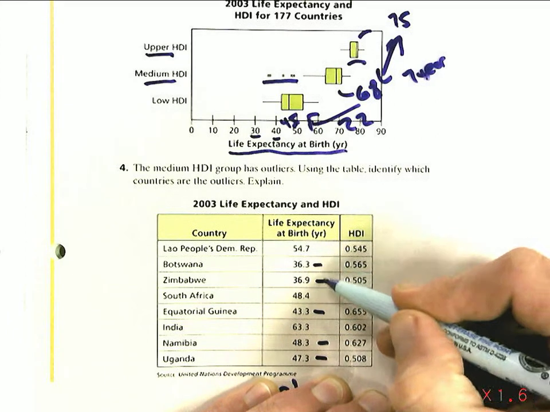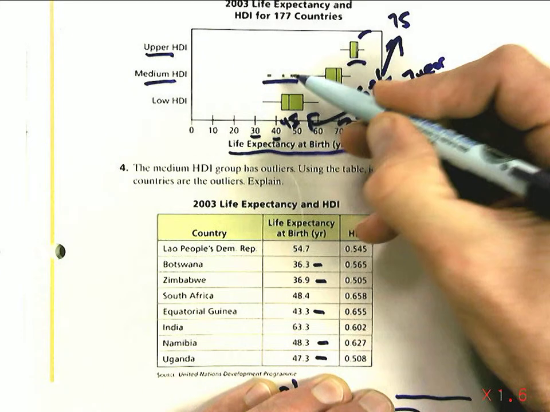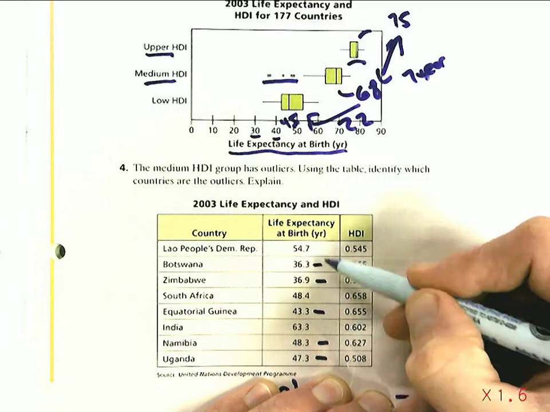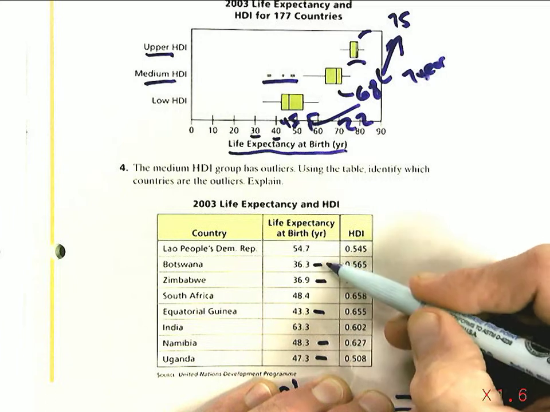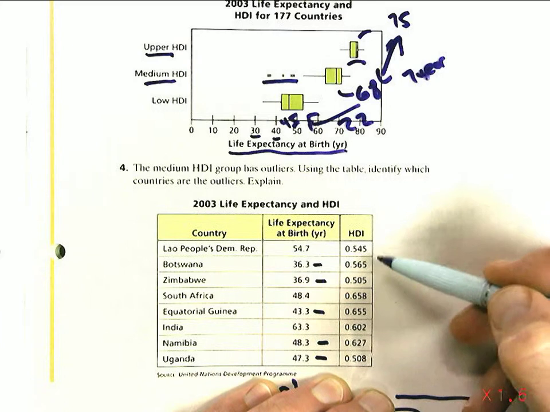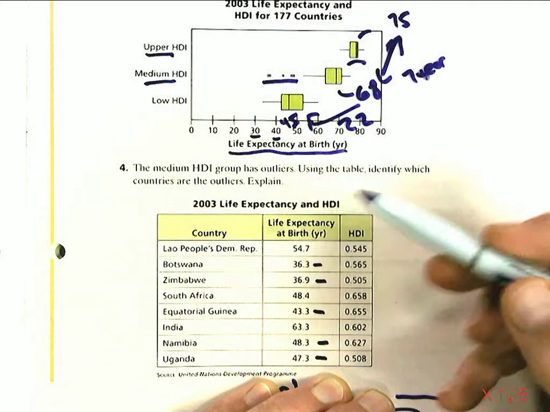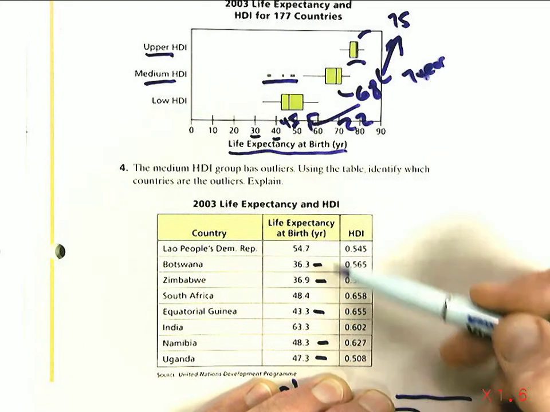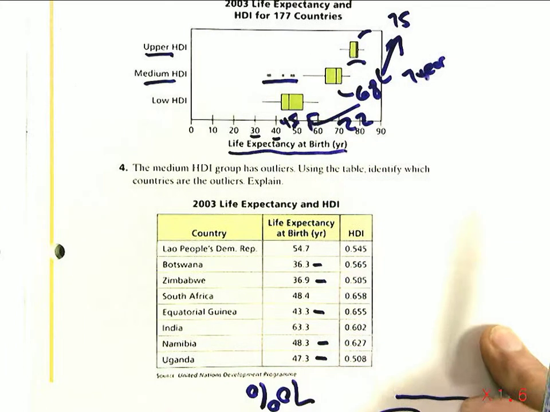So these 1, 2, 3, 4, 5 asterisks are outliers. These are the 5 that actually represent the outliers in the medium group. They fit into the medium group because of where their HDI sits. And so again, finding outliers, they tend to be much lower than the rest of the data or much higher. And that's how we use box and whisker plots.